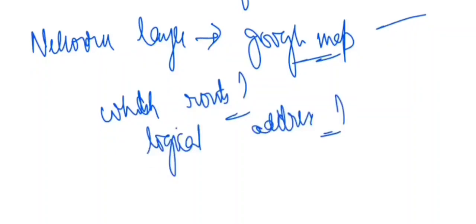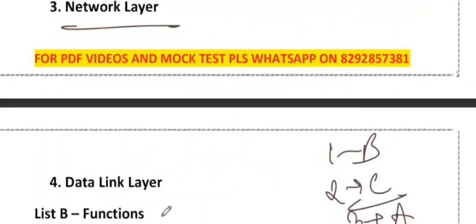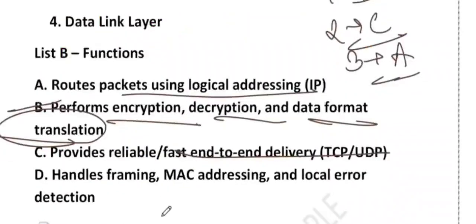It forwards packets from one network to another through the router. So this is network number 1, this is network number 2, and it is forwarded through a router, right? So that is what the network layer is all about, routing with IP address. So the third layer is linked to routing packets using the logical address, IP.